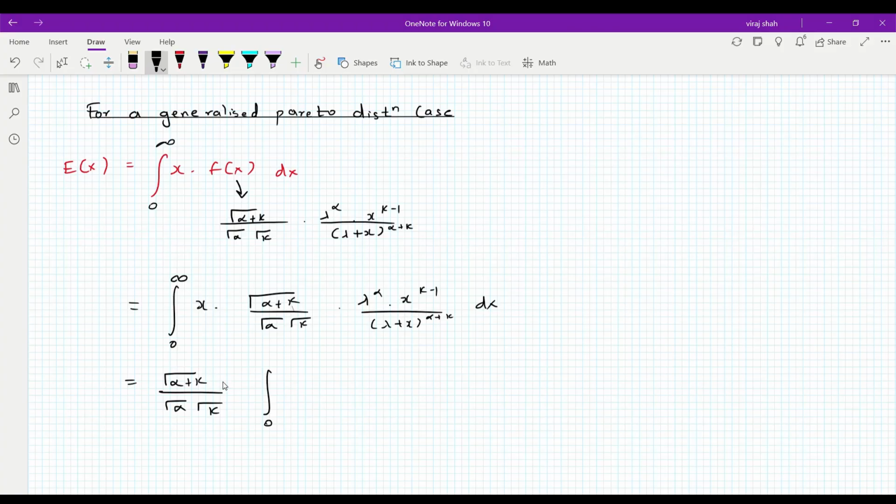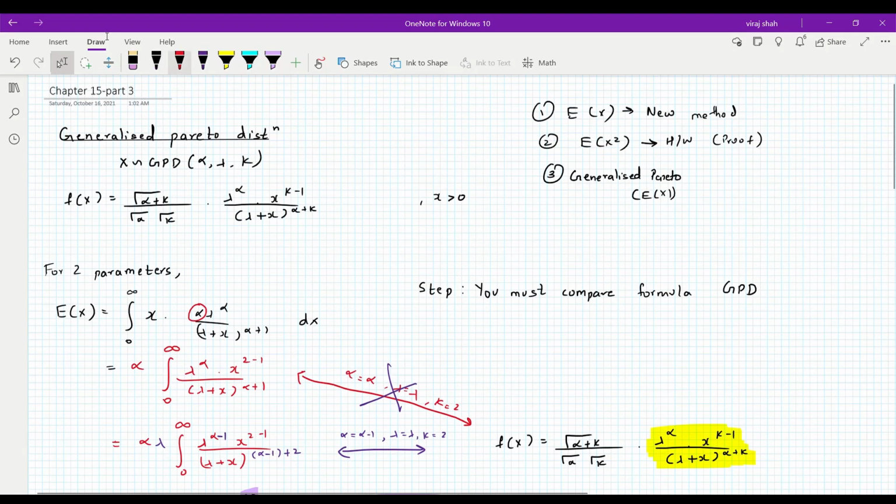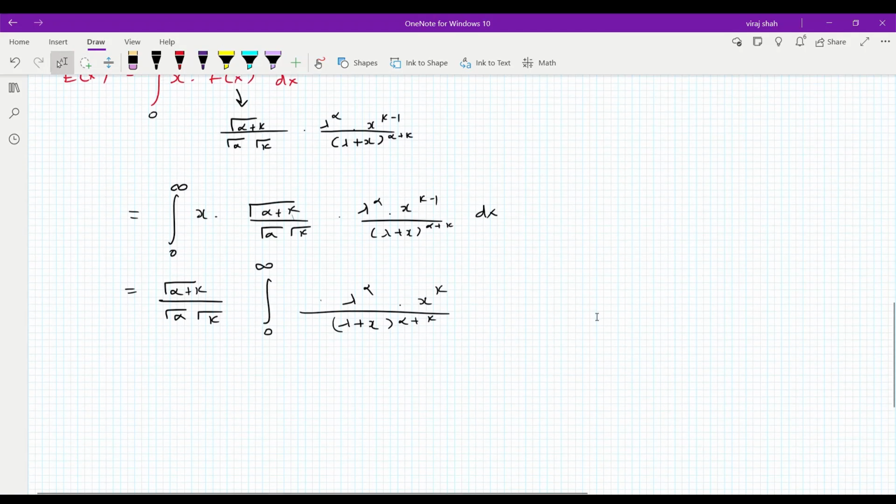Okay, integration of x into lambda raised to alpha into x raised to k minus 1 upon lambda plus x, the whole raised to alpha plus k. Now x into x raised to k minus 1 nothing but becomes x raised to k, right? So now I will compare this form with my generalized Pareto distribution's form, and then I will similarly form my result answer.